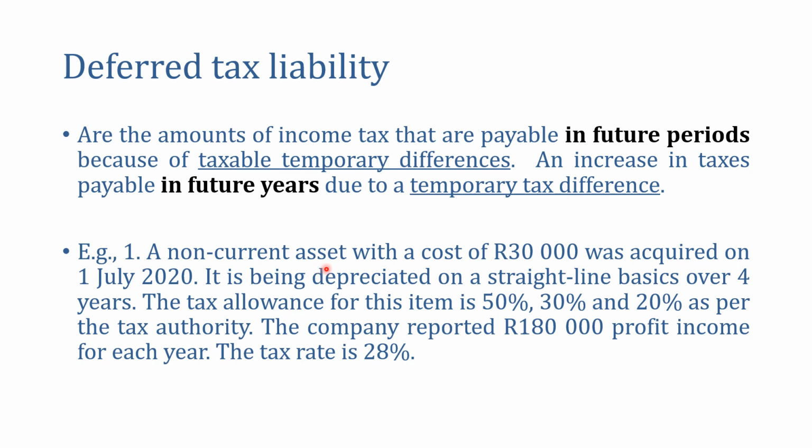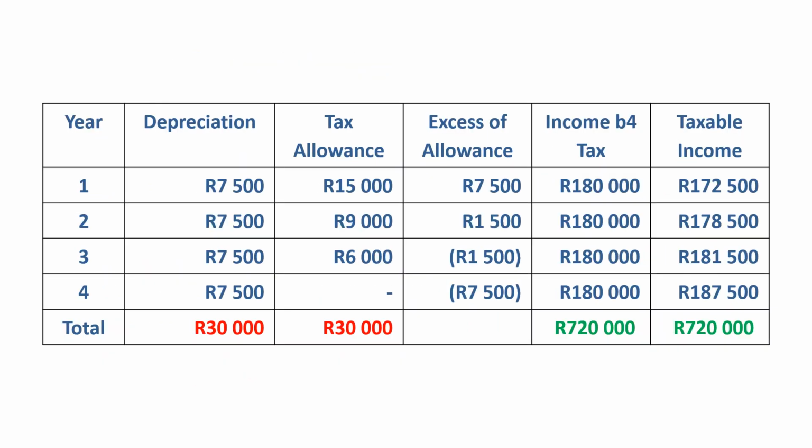We have a company that purchased a non-current asset at a cost of $30,000, and this asset is depreciated using the straight-line basis over 4 years. However, from the tax perspective, the tax allowance is 50% in year 1, 30% in year 2, and 20% in year 3. And the company reports 180 as profit, or accounting profit, for each year. Our tax rate is 28%. Let's put it into a table in order for us to better understand what we're doing.